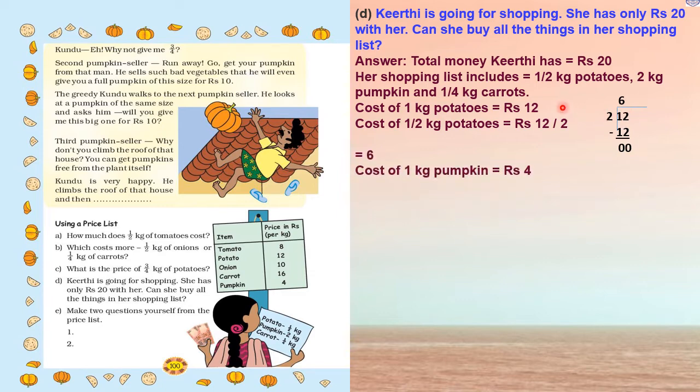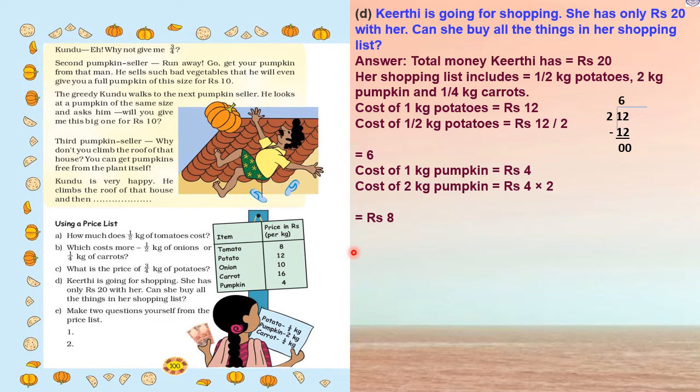Now the cost of 1 kg of pumpkin equals rupees 4. She has to buy 2 kg of pumpkin. So what will we do? 4 multiplied by 2. How much will it be? Rupees 8. So the cost of 2 kg of pumpkin equals rupees 8.